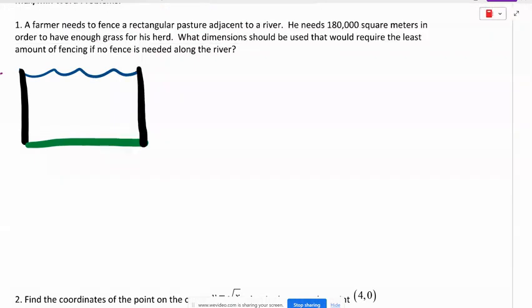Okay, so now let's go back. He needs 180,000 square meters in order to have enough grass for his herd. What does that 180,000 represent? The area, right? The area inside the fence. So they're saying in order for his animals to be happy, he needs this area inside to be 180,000.